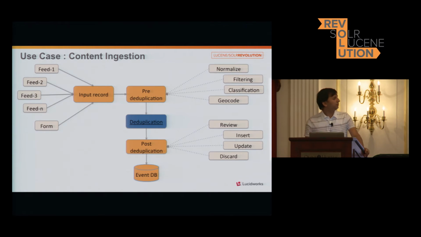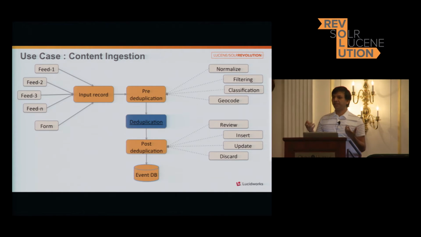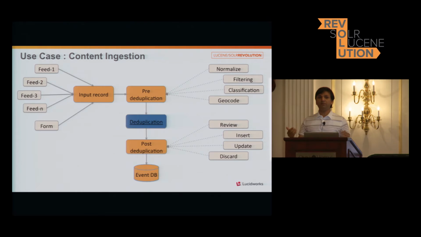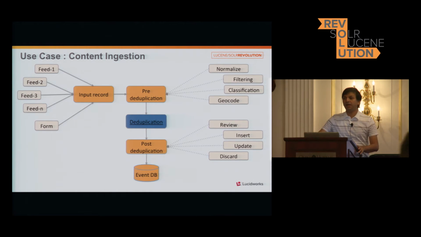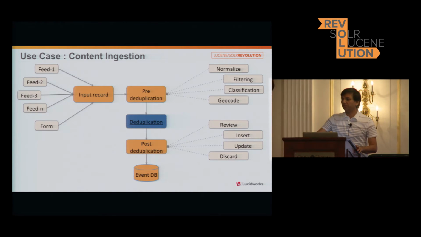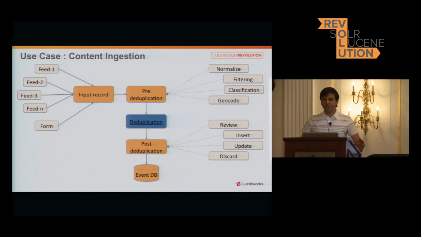So here's the content ingestion use case. As you're aware, StubHub is an online marketplace for tickets where we provide services to buyers and sellers of tickets for events. So what we do is, people do transactions against the event catalog. And right now we have an event catalog of approximately 100,000 events, and all of them are hand curated.